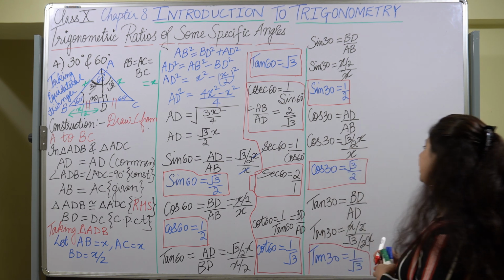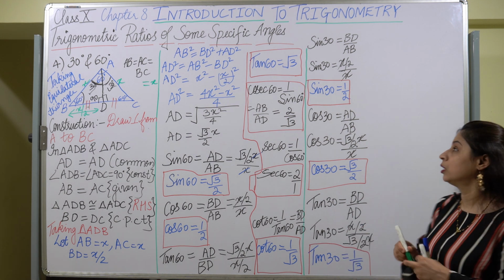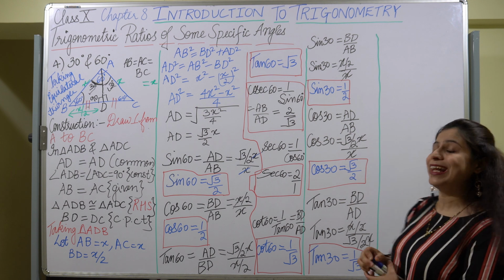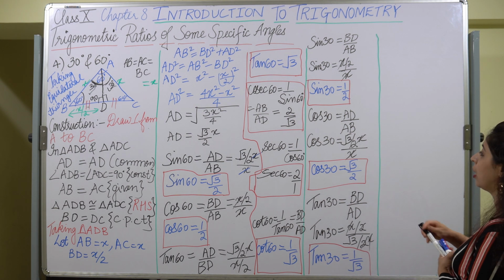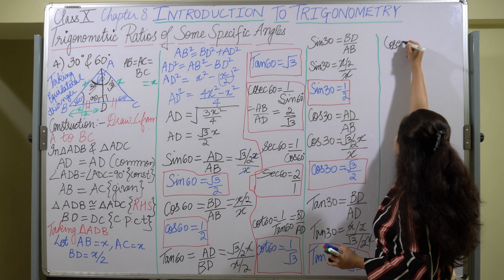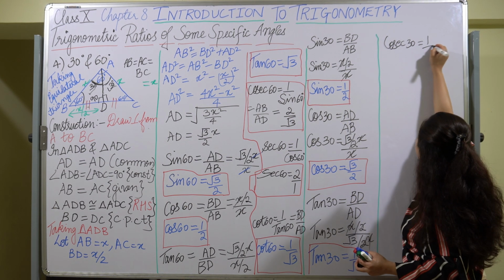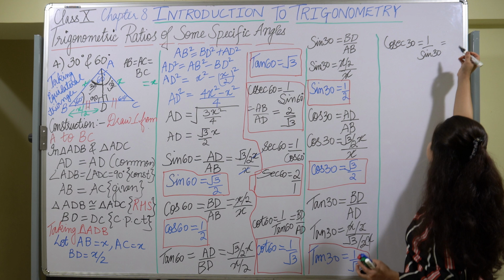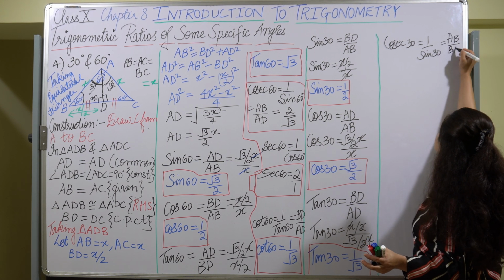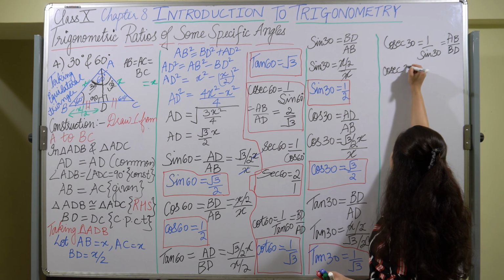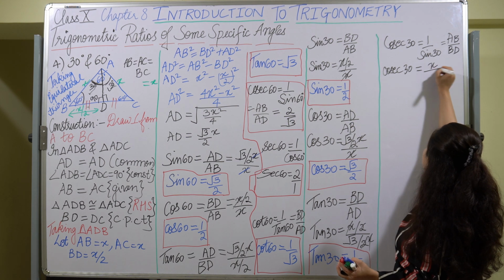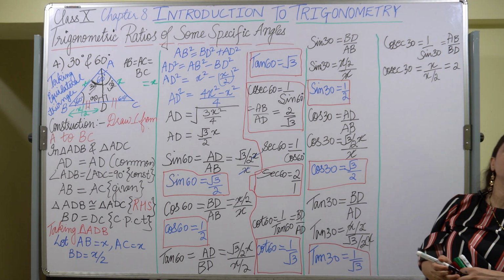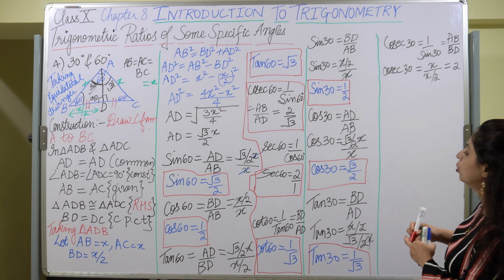So this is the value for the tan 30. Now let us find out the value for the reciprocals. All the reciprocals, let us find out the value for all the reciprocals. So reciprocal of sine is cosec. So cosec 30. Let us find out the value for the cosec 30. So cosec 30 will be equal to 1 upon sine 30, which will be equal to AB upon BD. So cosec 30 will be equal to x upon x by 2, which will be equal to 2. Okay, so cosec 30 is equal to 2.